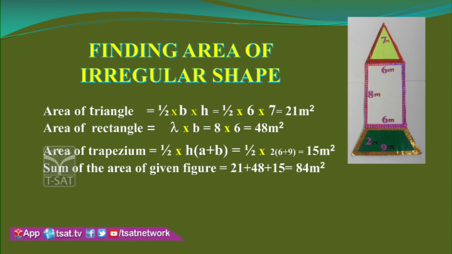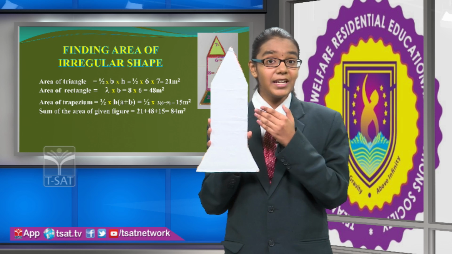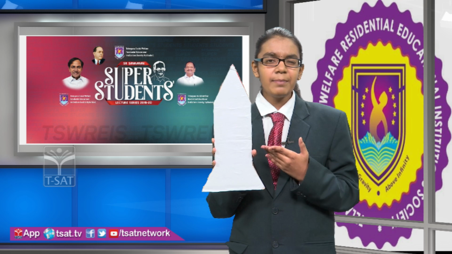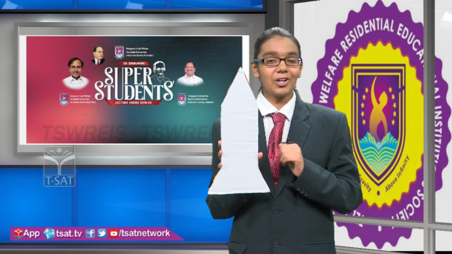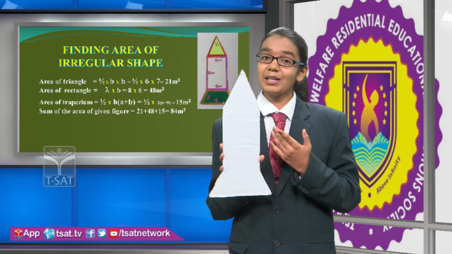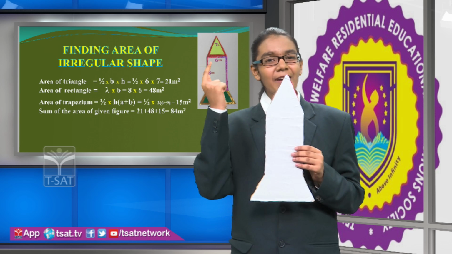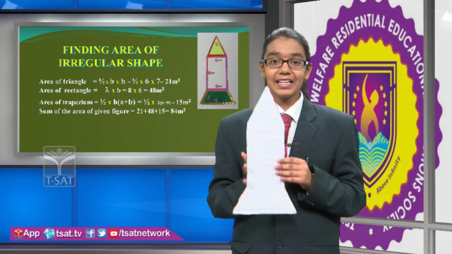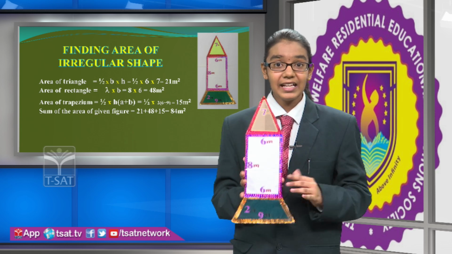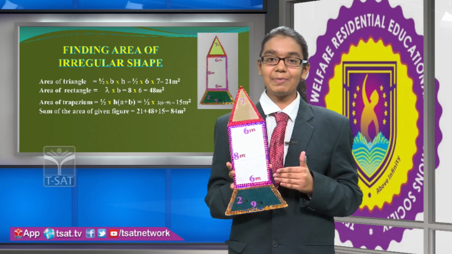See, observe this irregular shape. In how many shapes can we divide this? And always remember, there will be many ways to divide, but always choose the easiest way to divide so that you can solve the problem easily and quickly. We can divide this irregular shape into 3 basic shapes: triangle, rectangle and trapezium.